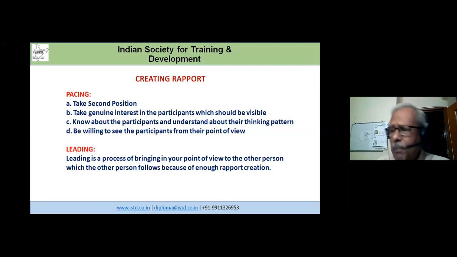Now the next part is the process where you are going to take the lead, by which you will start throwing out your point of view to other people. Because now they are aligned with you, whatever you say, they are going to accept. So leading is a process of bringing your point of view to the other person. Start giving your point of view. And in most cases, if your pacing is done well, the people will start accepting your point of view. Right? The other person will follow because enough rapport is already created.